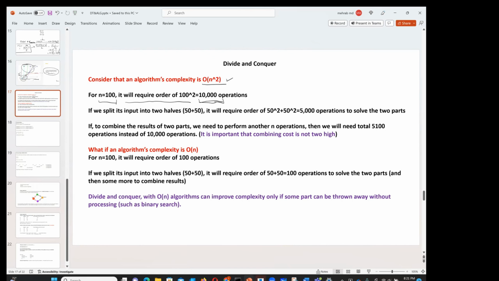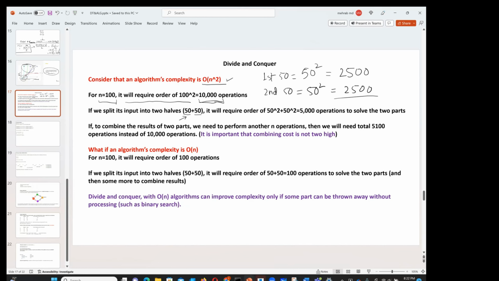Okay. Now divide the input into two halves. That means 50 and 50. Now run the algorithm on the first 50. How many operations will there be? 50 square, which is 2,500, right? So for the first 50, there will be 2,500 operations. For the second 50, there will be another 2,500 operations, right? Clear? Using the same algorithm.